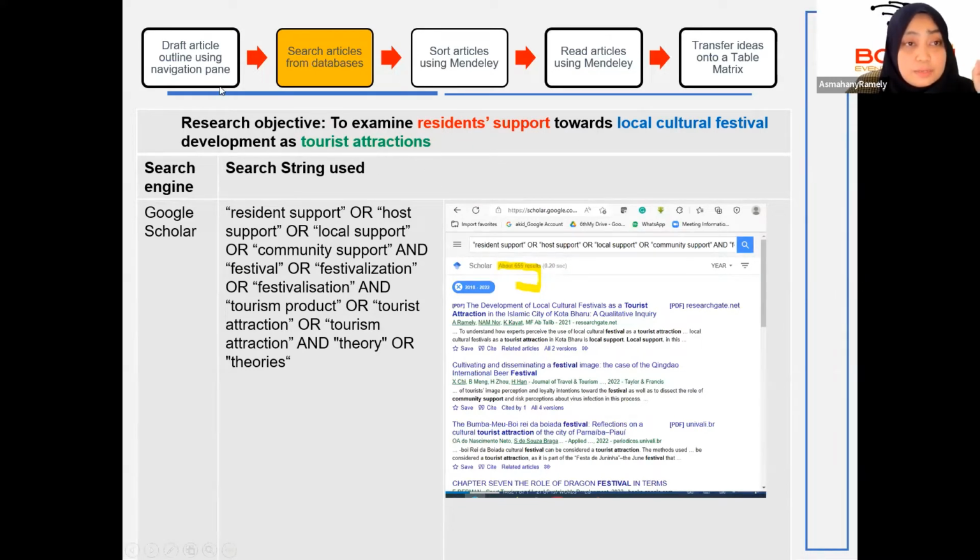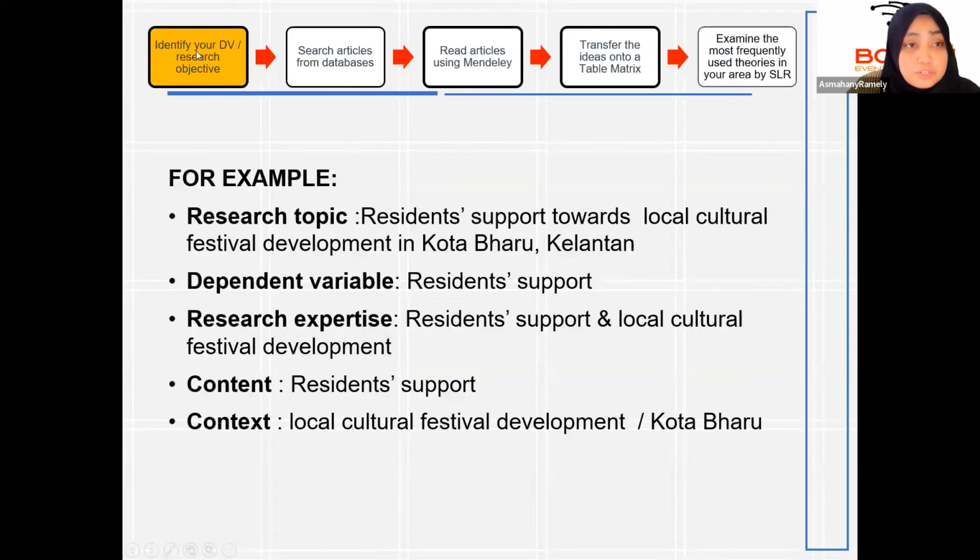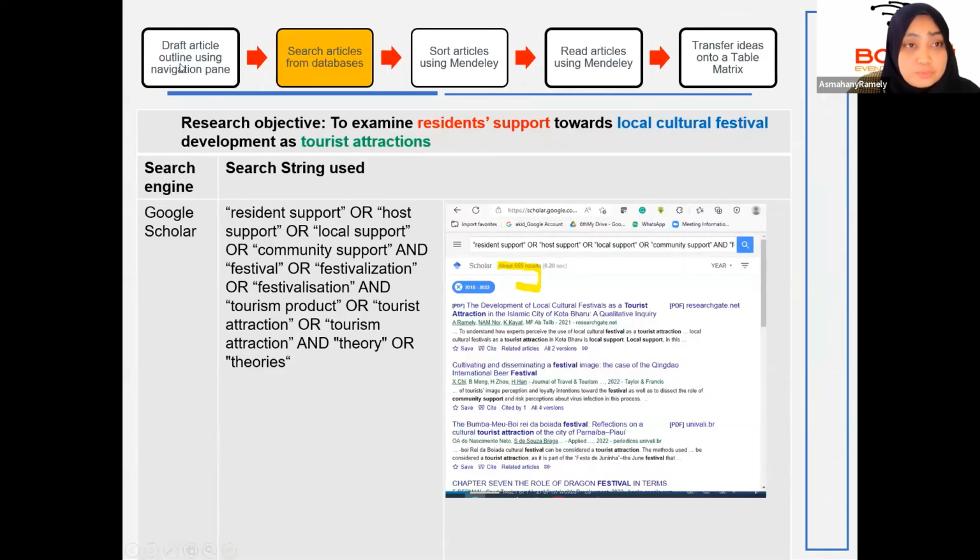The first step is to identify your DV. Then the second stage is to search for articles from a database. From our research objective, we have to identify our keywords, and we also have to identify the synonym words.